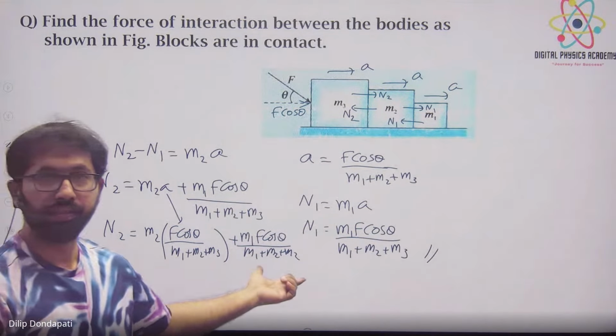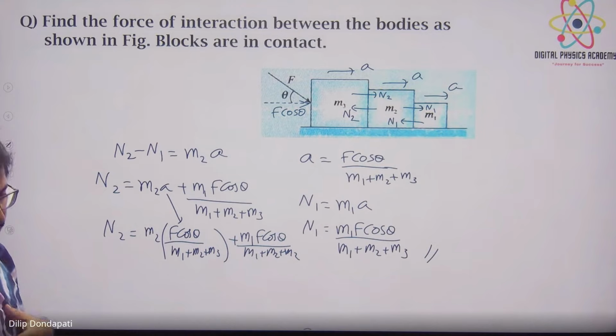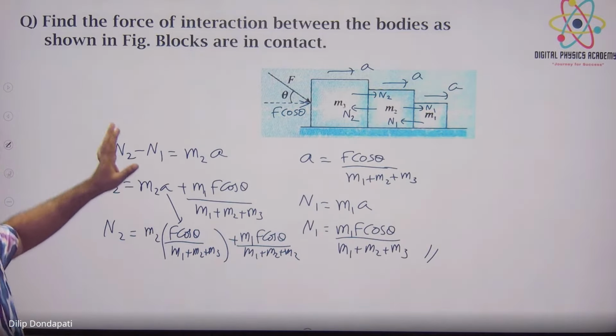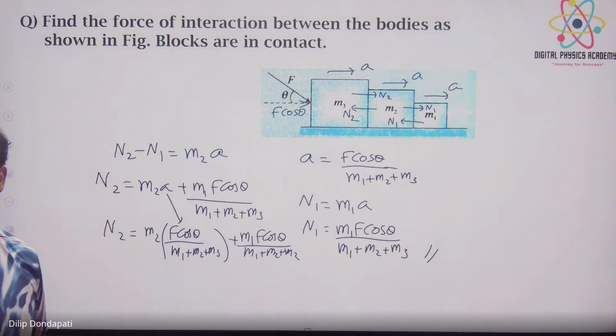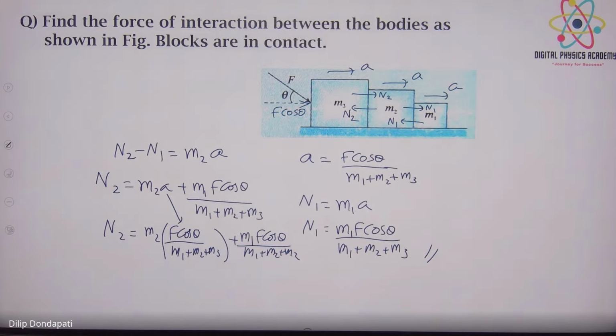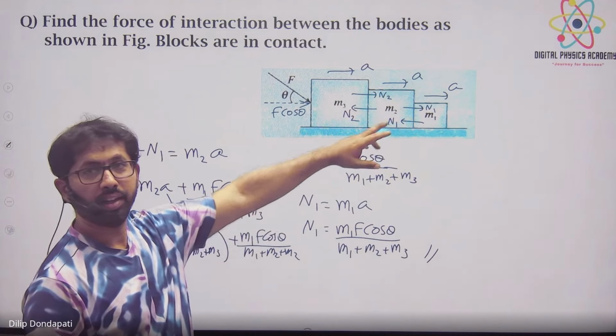Understood? Okay, let's go. Please, has everyone understood? Next. Copying. Sir, can you zoom in on the diagram? M3, M2, M1. Okay, sir. Thank you.